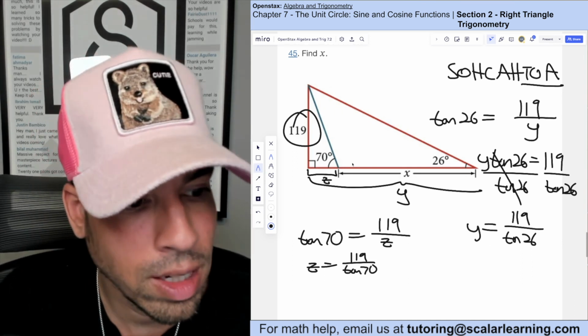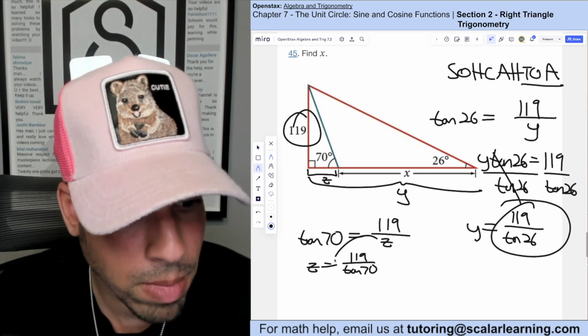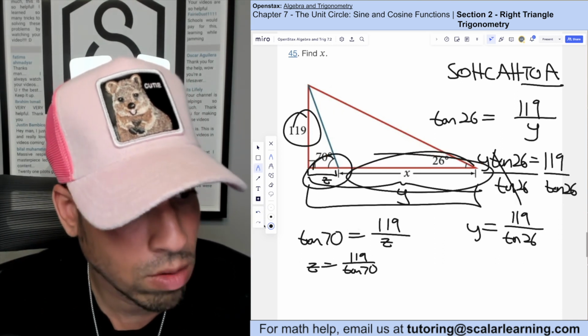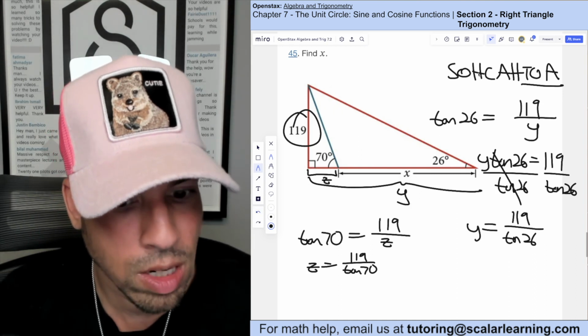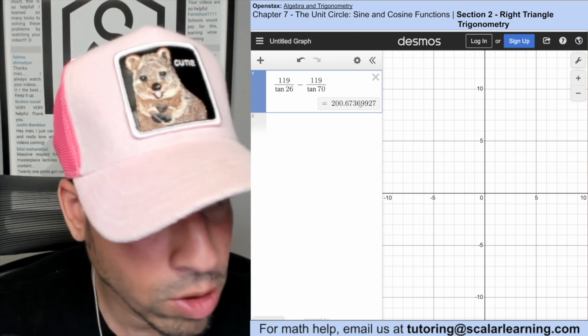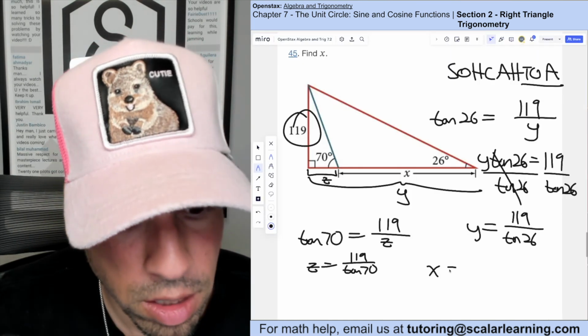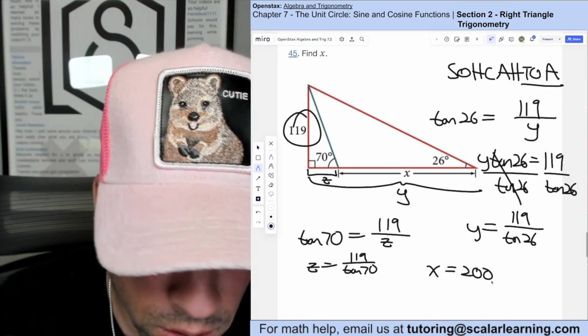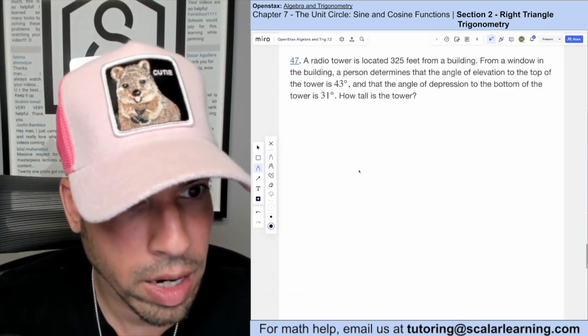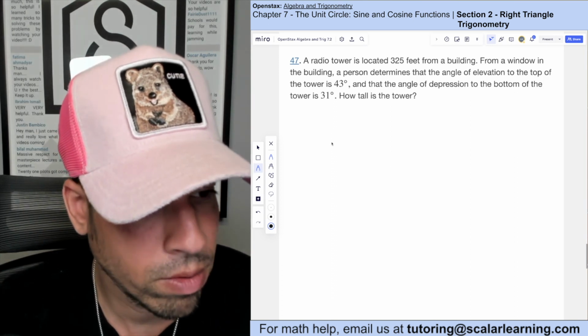And now to get the x value, I do this minus this, right? Just as we mentioned, the big minus that little piece to get that remaining piece. So let's do that in Desmos now. And when you put it all in, you get 200.6737 when you round it there. So x equals 200.6737. Boom, done.